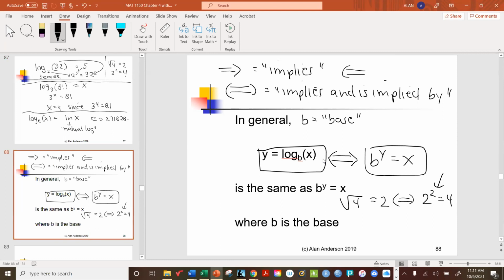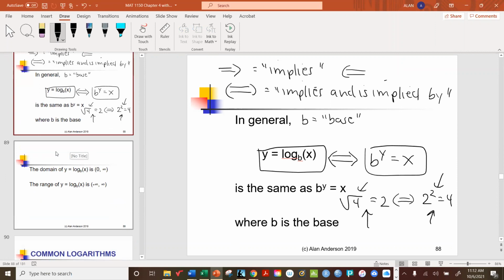Knowing this gives me this, and knowing this gives me this. That's what this is all about. So this is just used for symbolic logic, but it's a nice shorthand to have this arrow that means implies.